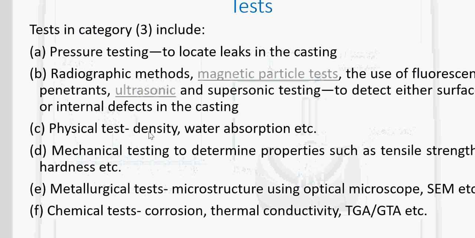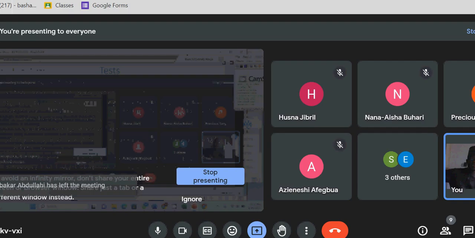So we have the physical tests, which I said: density, water absorption. We have mechanical tests such as tensile strength and hardness to ensure that it's within the required tensile strength and hardness.